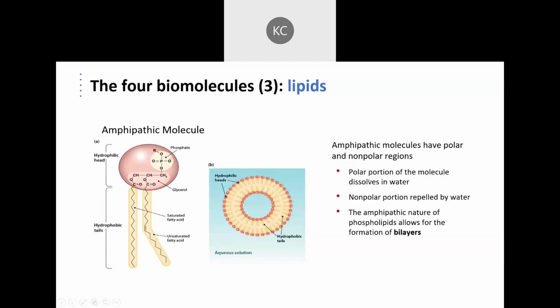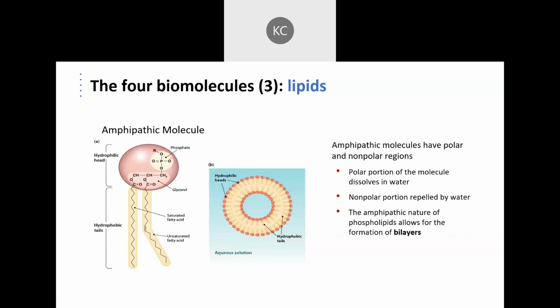This is the head. So they have a polar head. The non-polar region is repelled by water. This is the tail. So we have hydrophobic non-polar tails and hydrophilic polar heads. And again, they form this kind of bilayer.